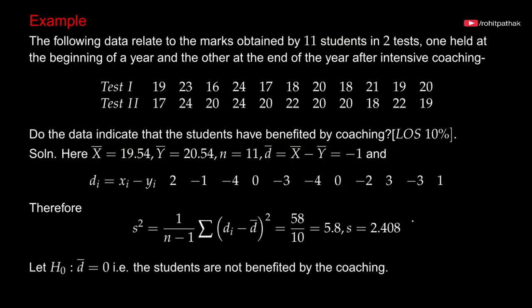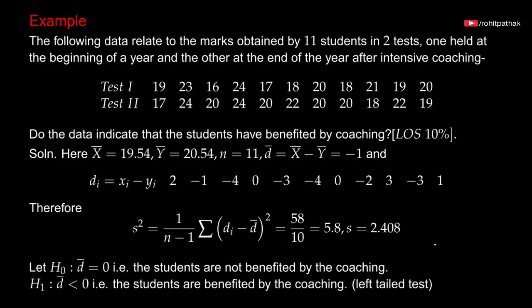So suppose H0 d bar equal to 0, that means that the students are not benefited by the coaching. That means the mean scores before and after the coaching are the same. H1 d bar less than 0, that means the students are benefited by the coaching. That means the mean score before the coaching is less than the mean score after the coaching. So we have to use left tail test.